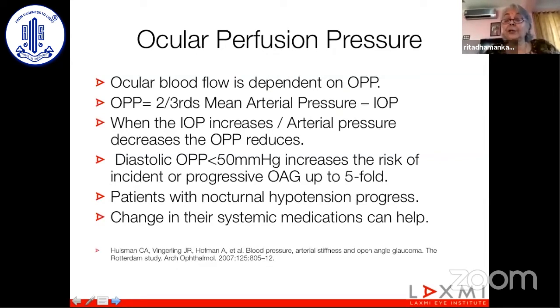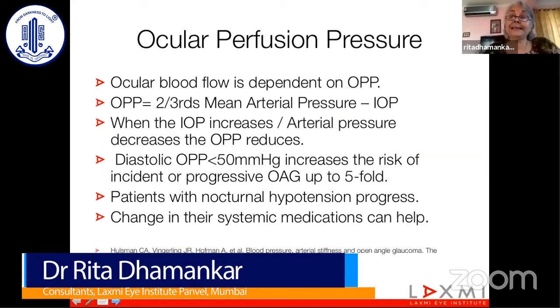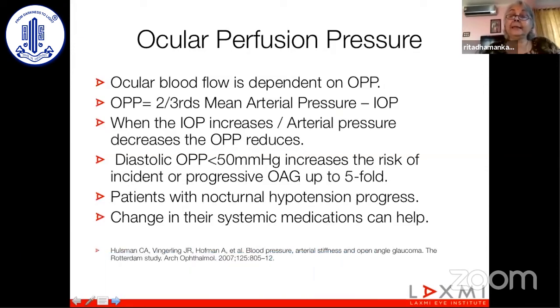When the diastolic ocular perfusion pressure goes below 50 millimeters of mercury, this increases the risk of incident or progressive open-angle glaucoma up to 5-fold. Patients with nocturnal hypotension are also known to progress. And in these patients, it's very simple. All you need to do is get back to their physician, and if you can change their systemic medications so as to not have this nocturnal hypotension, but at the same time have a good control of their hypertension, that will help us in maintaining a good ocular perfusion pressure even at night.